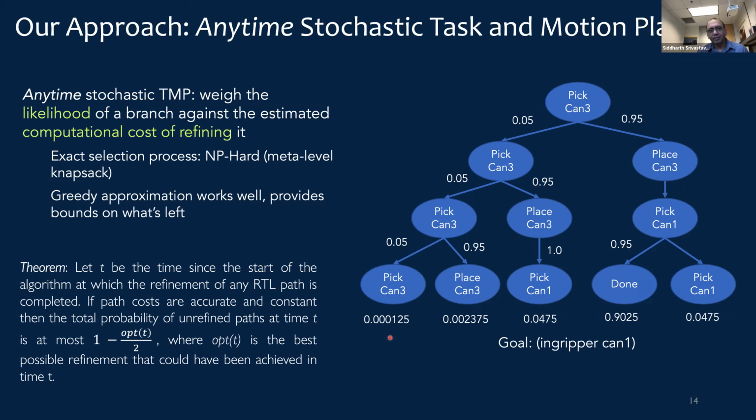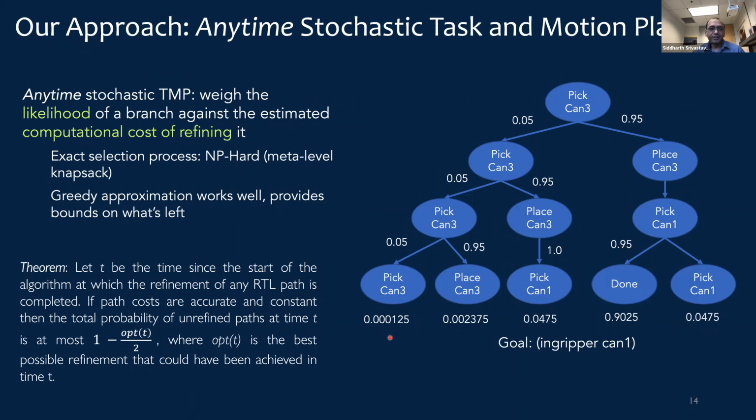And under idealized settings, it also lets us prove some bounds on the amount of probability mass that is uncovered by a particular execution. So this turns out to work quite well. And to illustrate that, I have a bunch of plots here.